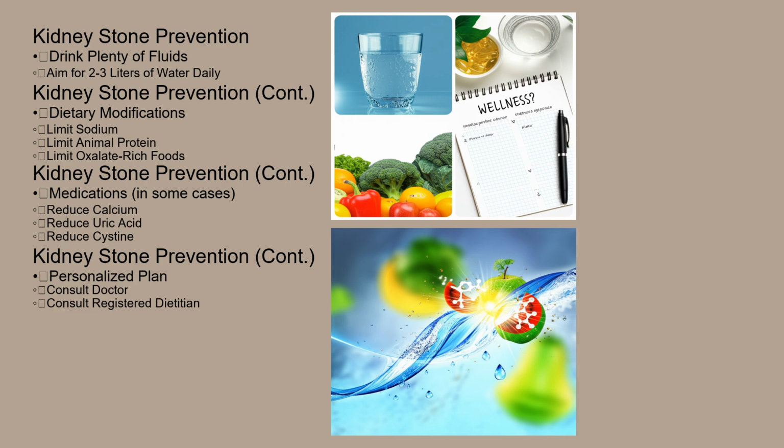Prevention is key to avoiding future kidney stone episodes. The most important step is to drink plenty of fluids, aiming for at least 2 to 3 liters of water per day. Dietary modifications can also help, such as limiting sodium, animal protein, and oxalate-rich foods. In some cases, medications may be prescribed to reduce the amount of calcium, uric acid, or cystine in the urine. A doctor or registered dietitian can help personalize a prevention plan.